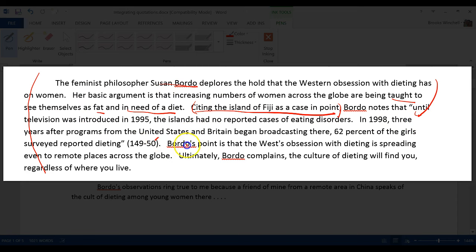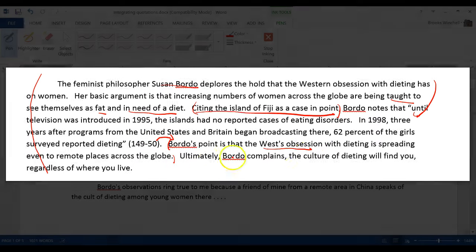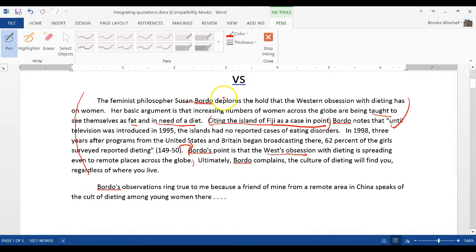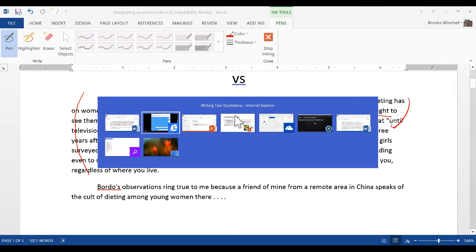And then after the quote, she does a really nice job explaining it. Look at how she just basically rewords what Bordeaux says. Bordeaux's point is that the West's obsession with dieting is spreading even to remote places across the globe. So here she's kind of summarizing or encapsulating the entire point of the quote here. Ultimately, Bordeaux complains the culture of dieting will find you regardless of where you live. So there's a much better example of a well-integrated quote.